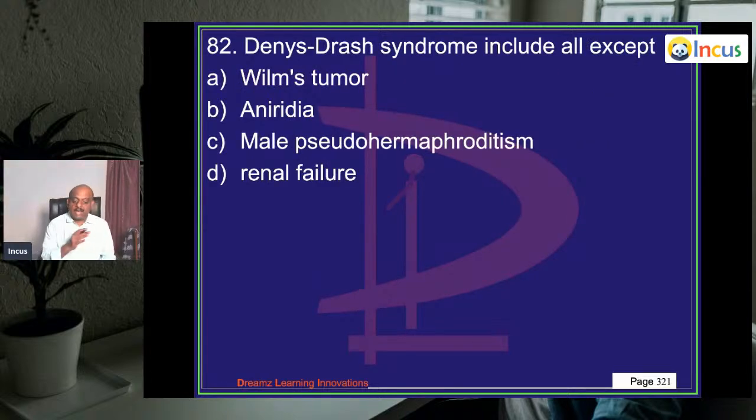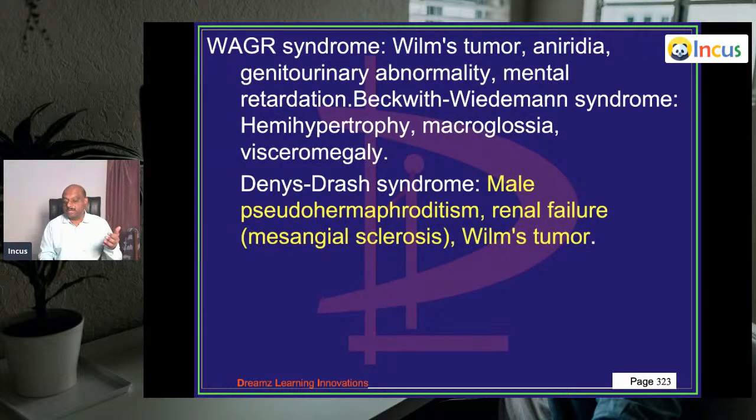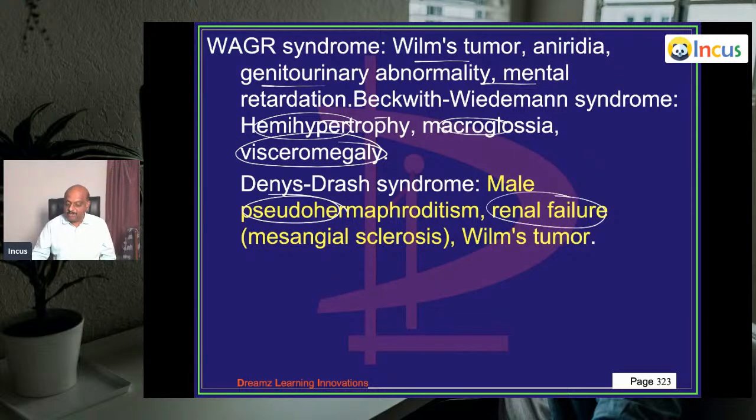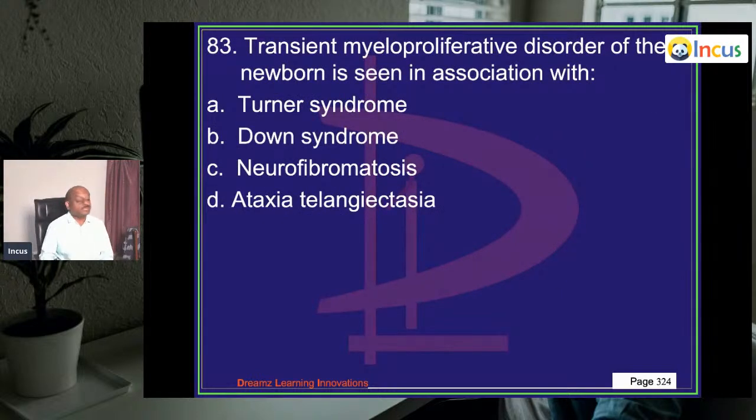Now, Denys-Drash and WAGR syndrome, you should know the differences. WAGR is Wilms tumor, aniridia, genitourinary abnormality, mental retardation. Beckwith-Wiedemann syndrome is hemihypertrophy, macroglossia, visceromegaly. Denys-Drash is male pseudohermaphroditism, renal failure, and Wilms tumor. So this is what you need to remember in short about Wilms.